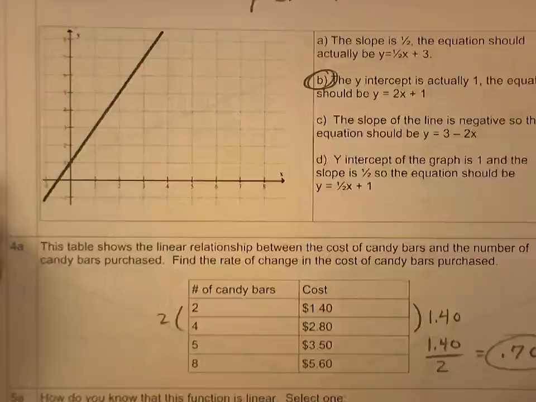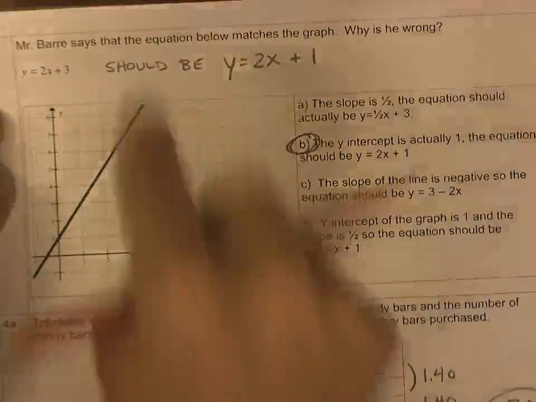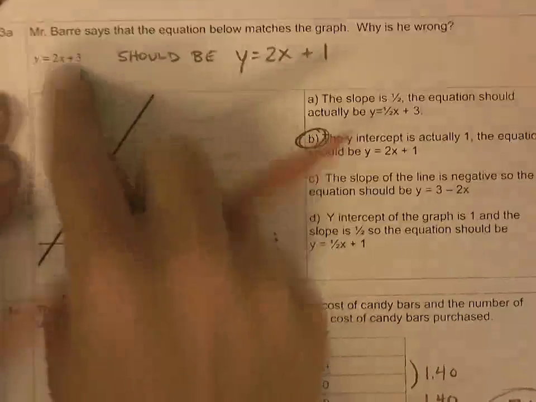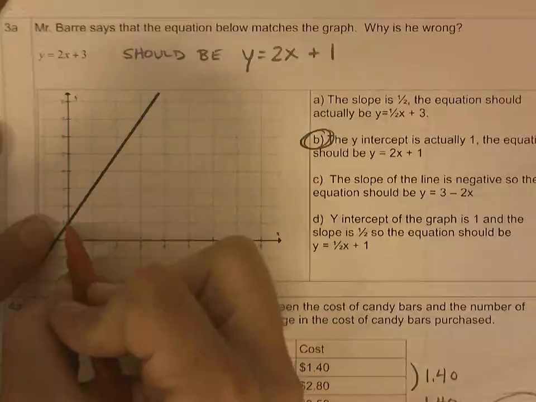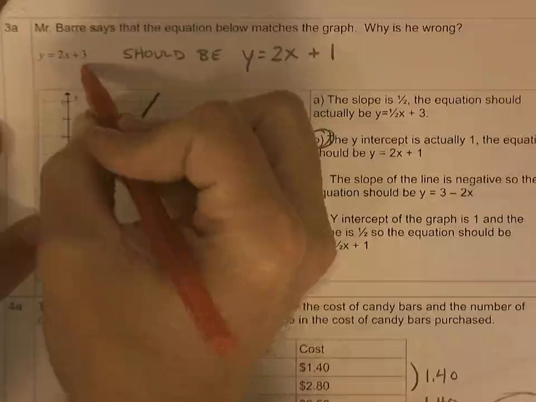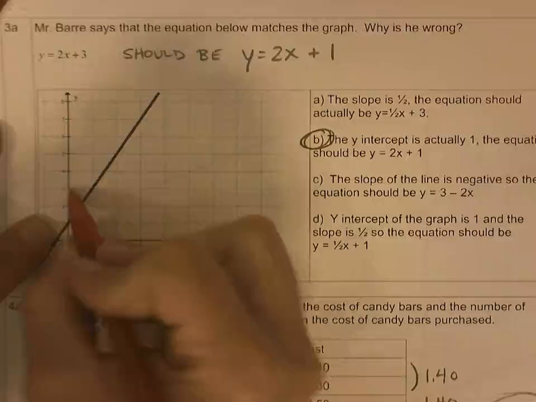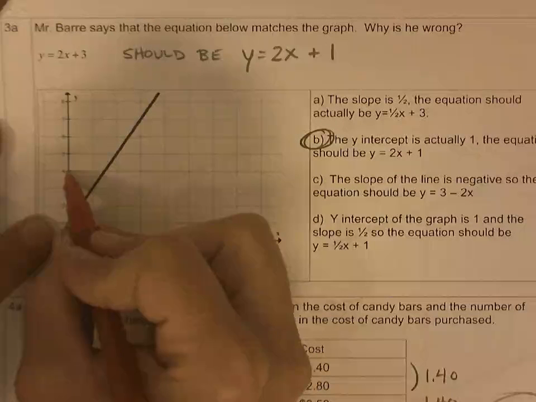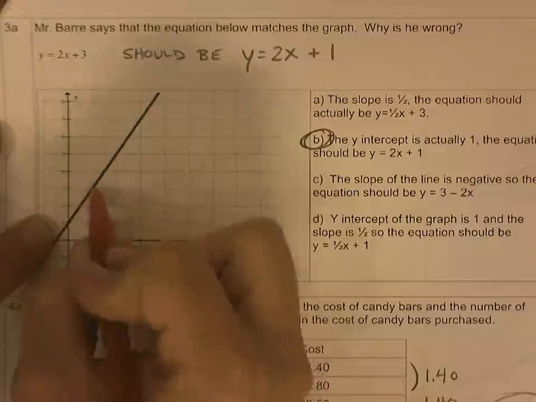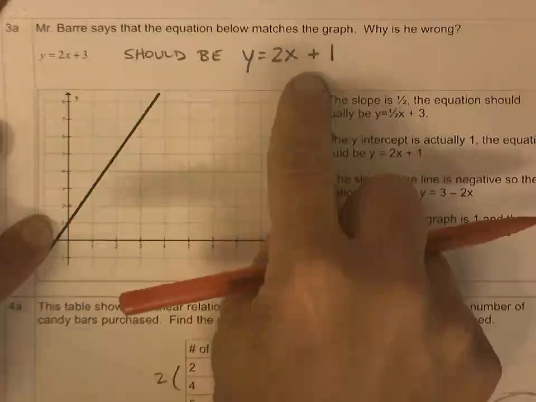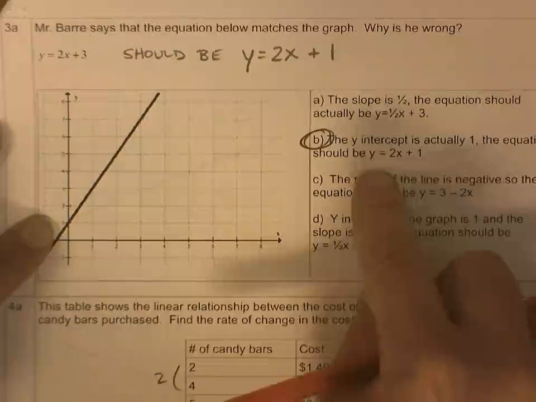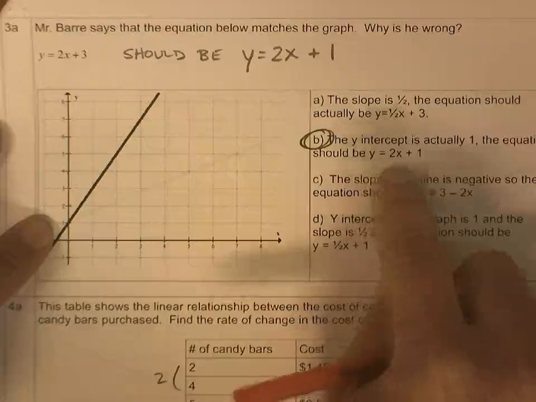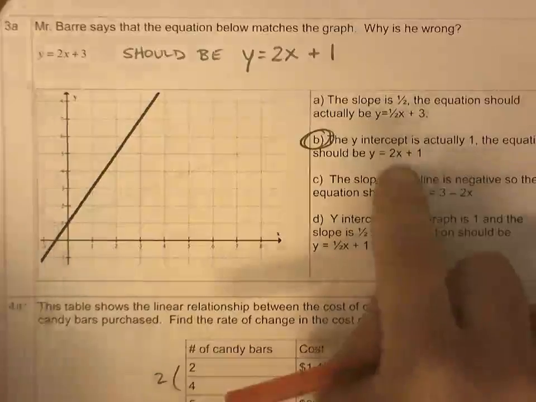3a. Mr. Barr says that this equation matches this graph. Well, Mr. Barr is wrong because it's got a y-intercept at 1, not 3. It should be 1 and then a rise of 3. No, a rise of 2, run of 1. So this is the correct equation. The y-intercept is actually 1. The equation should be y equals 2x plus 1. There we go. So it's B.